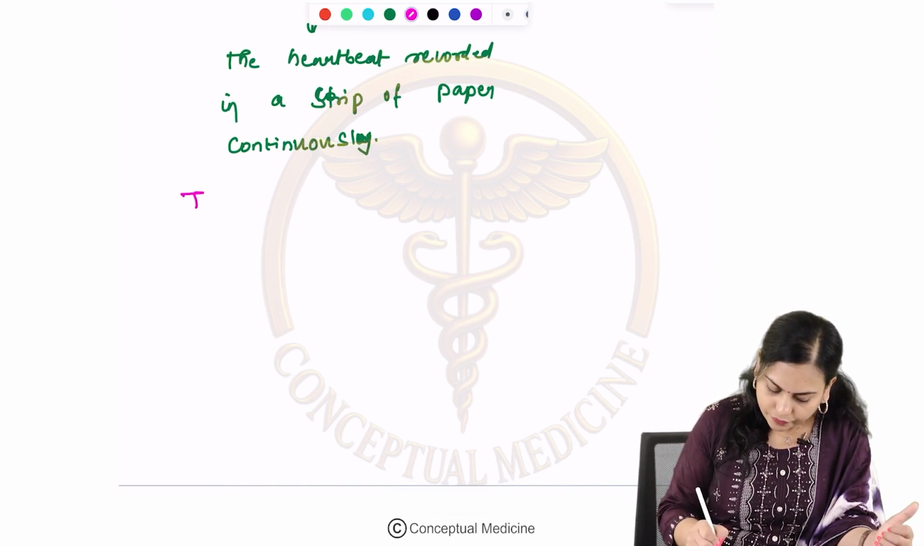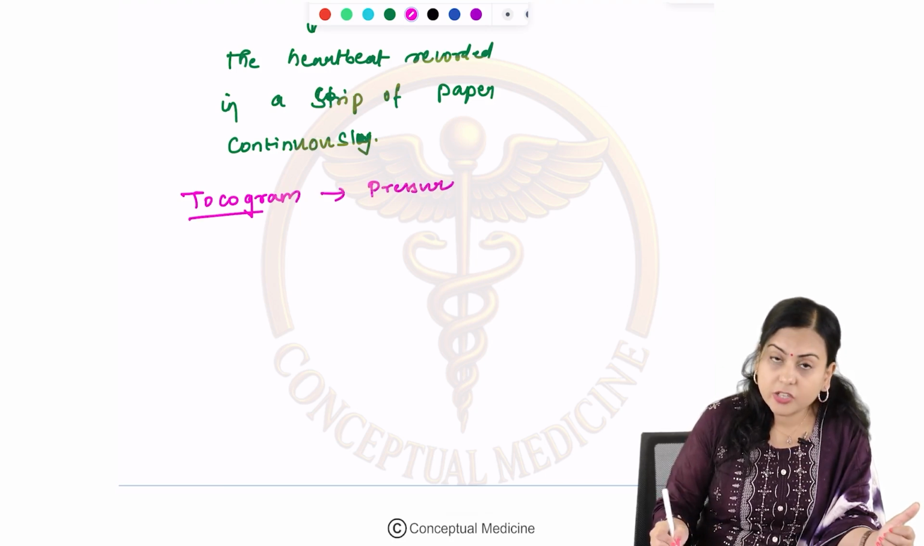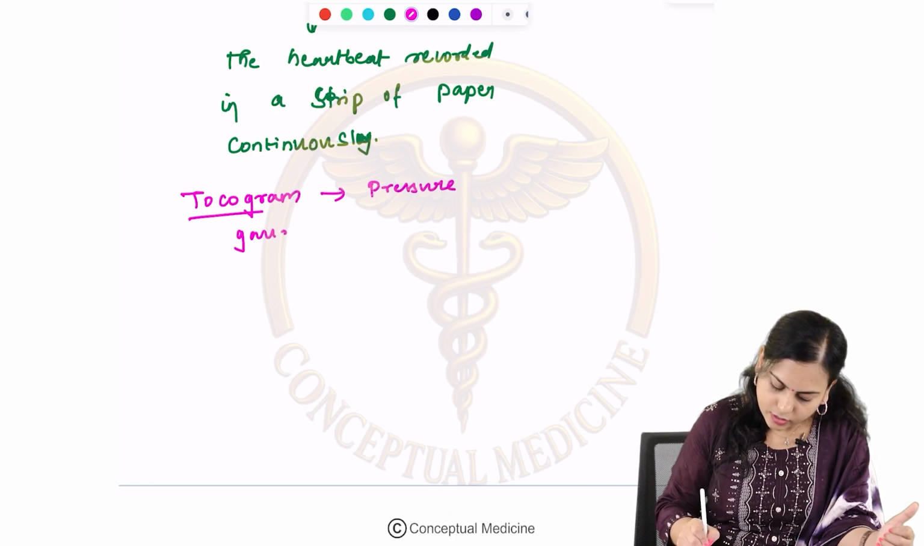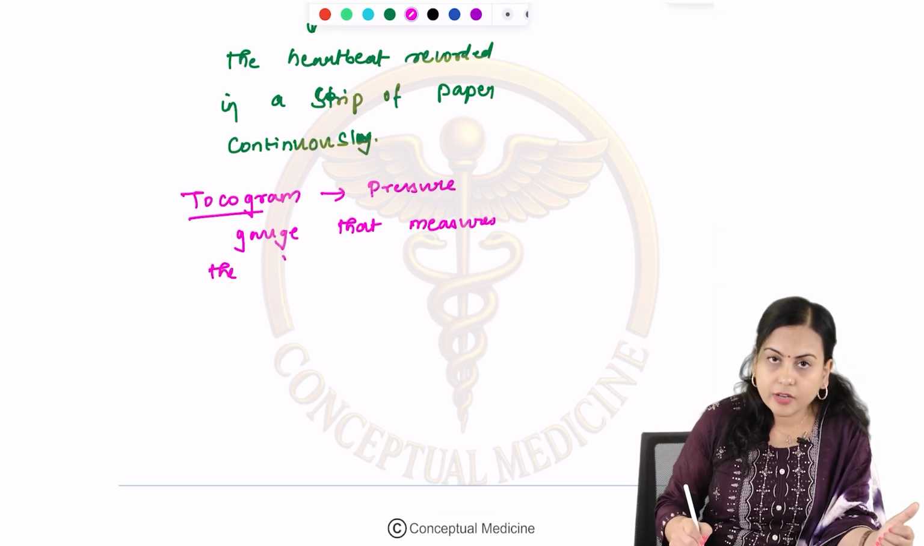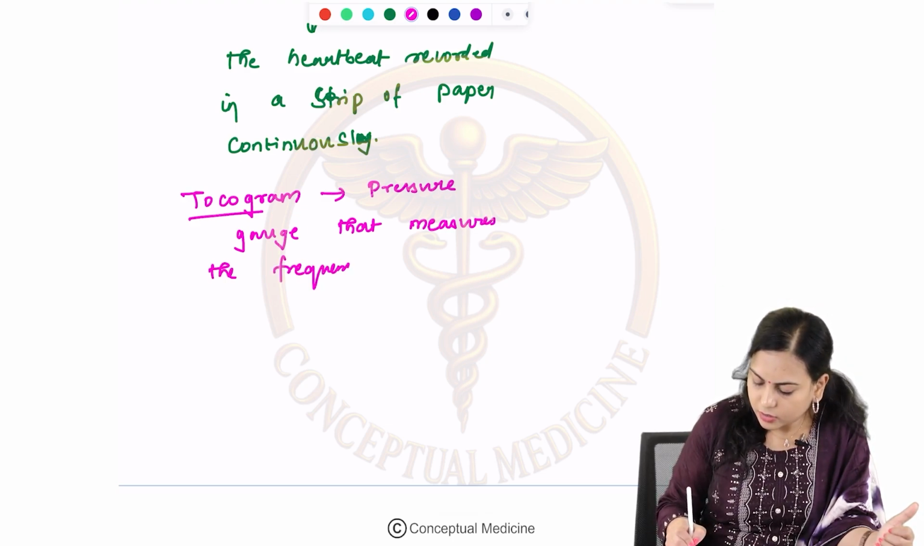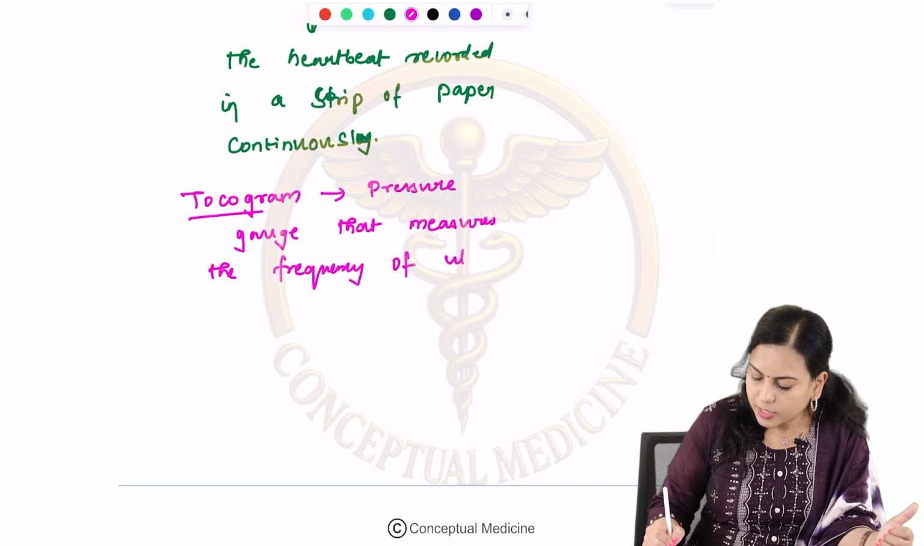Also, we'll be giving a tokogram. This is a pressure gauge that measures the frequency of uterine contractions.